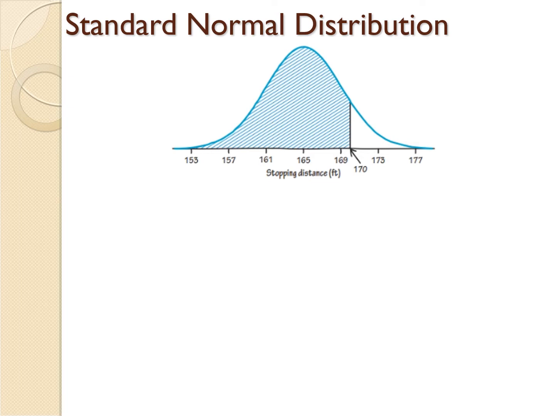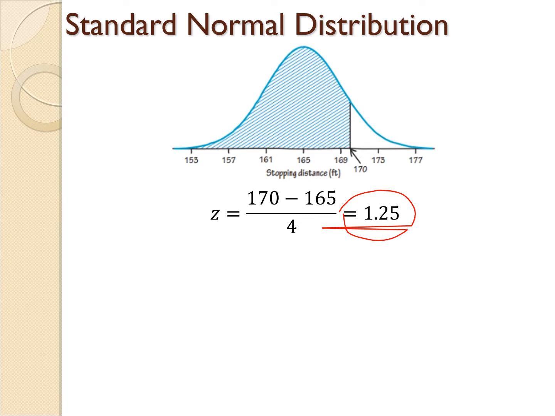Now from there, we want to calculate a z-score for that value. So we take that 170, we subtract the mean of 165, divide by 4, and we have our z-score of 1.25.